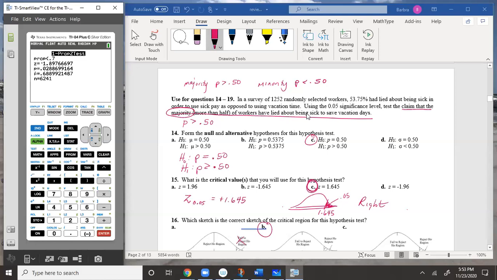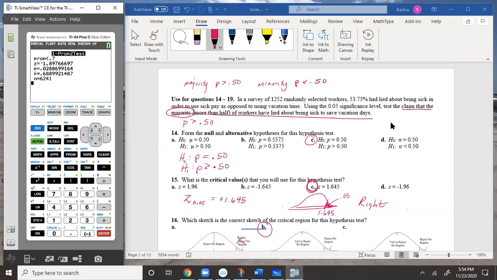All right, and questions 14 through 19. In a survey of 1,252 randomly selected workers, 53.75% had lied about being sick in order to use sick pay as opposed to using vacation time. Using the 0.05 level of significance level, test the claim that the majority, which is more than half, of workers have lied about being sick to save vacation days.